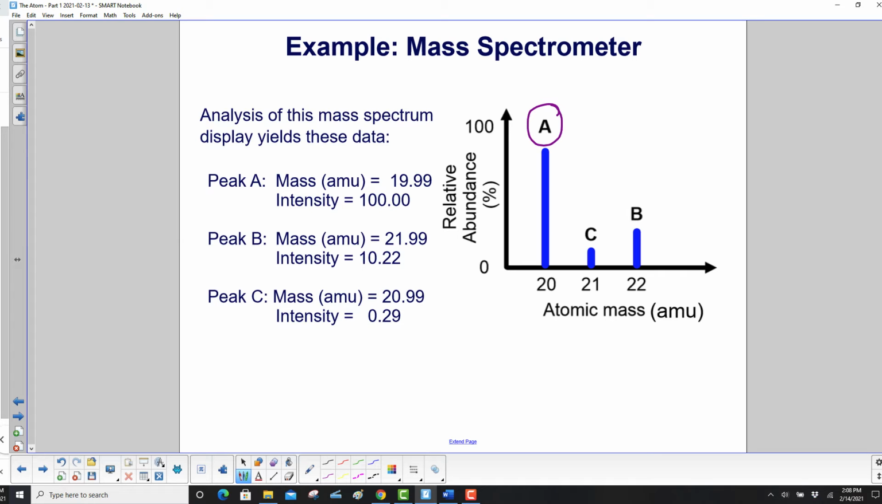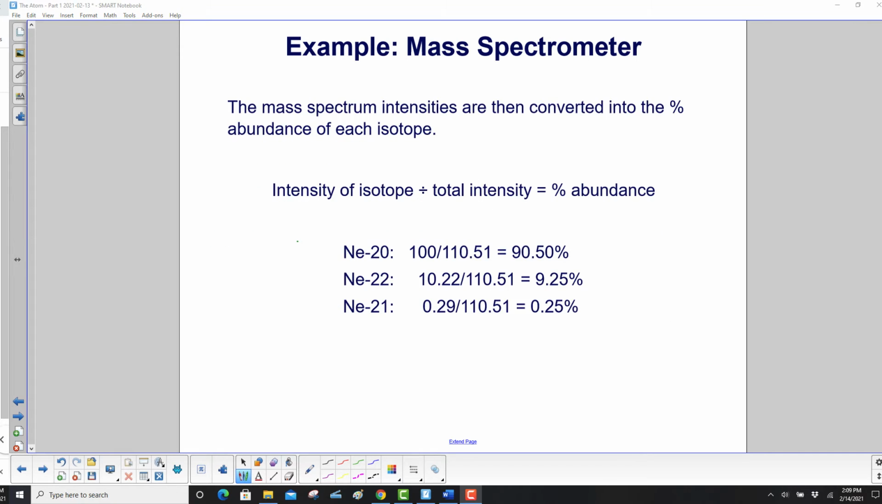Peak A has a mass in AMU of 19.99 and an intensity of 100.00. Peak B, mass in AMU of 21.99 and an intensity of 10.22. And finally, peak C, mass of 20.99 and intensity of 0.29. The mass spectrum intensities are then converted into the percent abundance of each isotope. Using this equation, the intensity of the isotope divided by the total intensity gives us its percent abundance. The total intensity, adding the three intensities up, is 110.51.